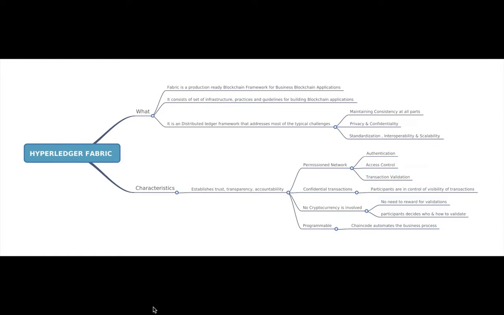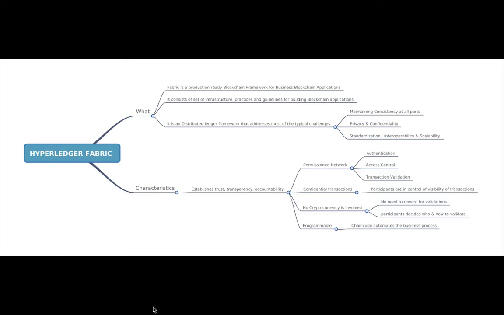With all these technologies coming up, there is a need for something which is enterprise level, and there are some requirements to be met to be an enterprise level blockchain solution. Hyperledger Fabric fits into it in a perfect way.